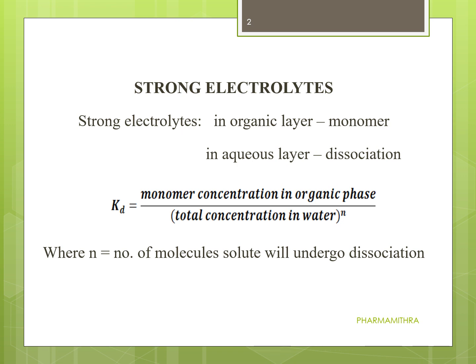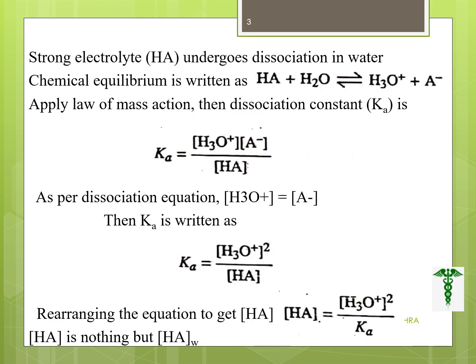If it is a strong electrolyte and they are asking for the derivation, we want to show it in an organic layer as well as in an aqueous layer. In the organic layer, the strong electrolyte has a tendency to exist as a monomer, and in the aqueous layer it gets dissociated. So the dissociation constant is K. We can find the distribution as Kd, or dissociation, equal to monomer concentration in organic phase divided by total concentration in water raised to n, where small n is the number of molecules that undergo dissociation. Let the strong electrolyte be HA.